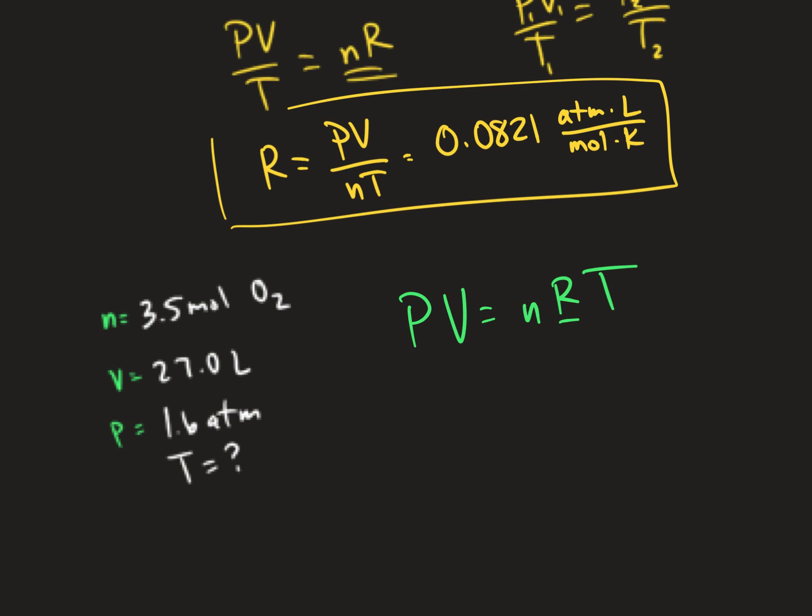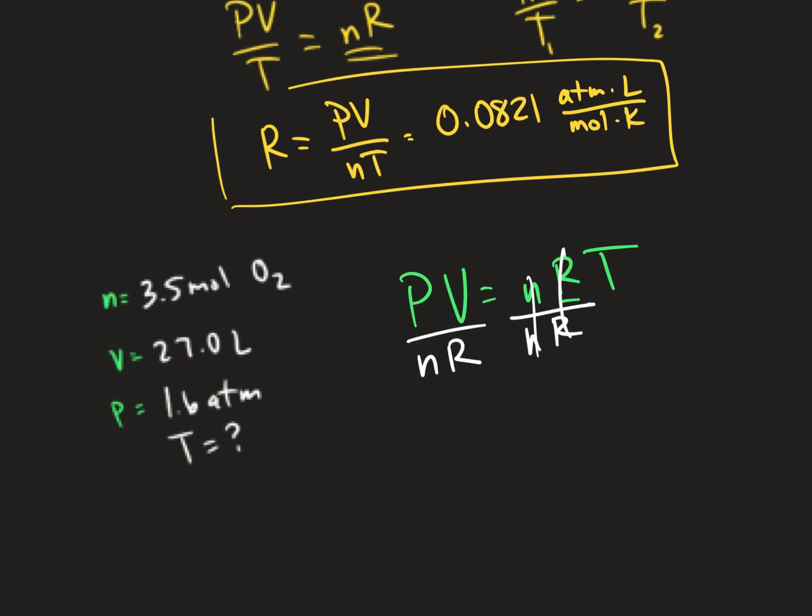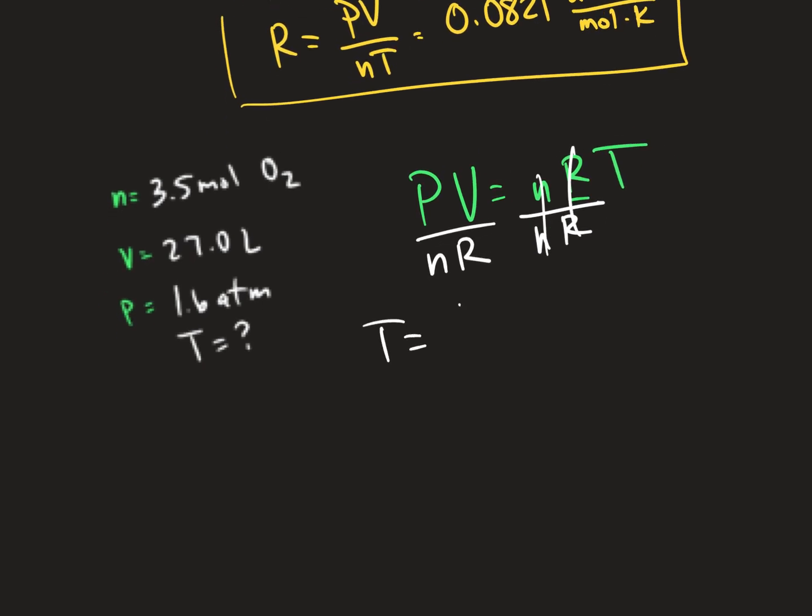Before. Okay, so we divide both sides because it says multiply, right? By n and R, those cancel, we do it to both sides. And we got our temperature is equal to PV over nR. All right.